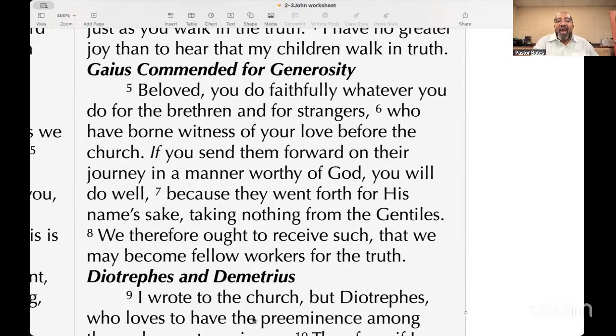Now you see, I made up this little deal here with walk. You see the little man there? So he walking in what? In truth. I have no greater joy than to hear that my children walk in what? Truth. All right, you see, I got the heart for beloved. I think I got it for verse 1 and verse 3.